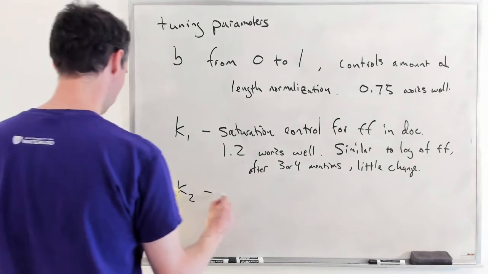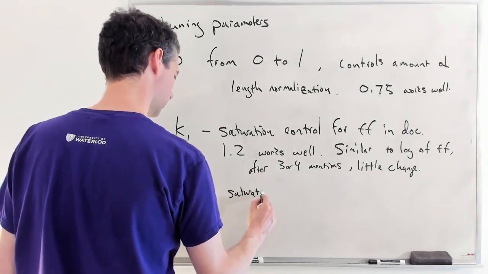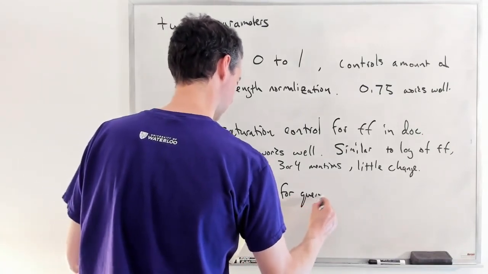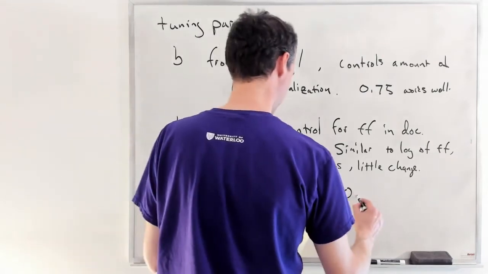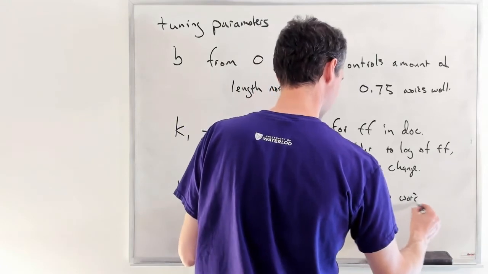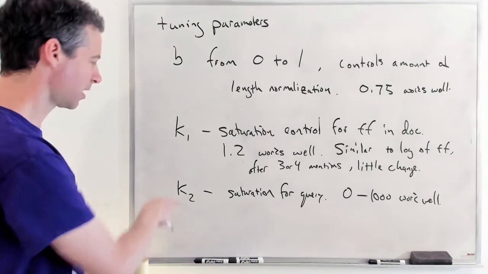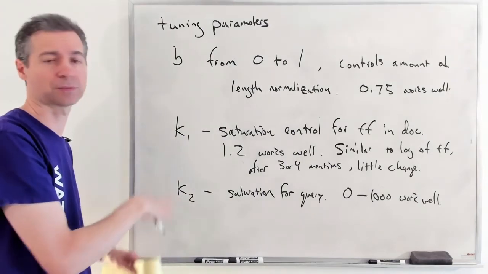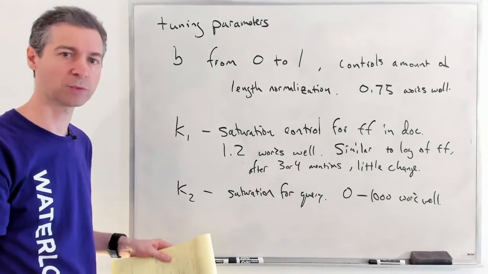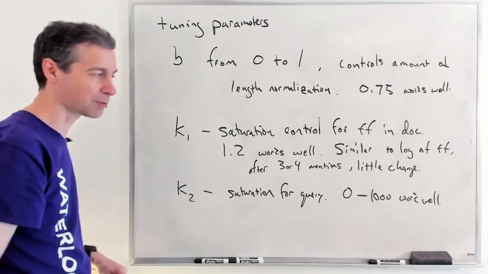Now K2, it's the saturation control for the query. The book reports that values of 0 to 1,000 work well. So apparently there's a big range. And again, it's probably because we don't usually have lots of words in our queries. Most of our words are only mentioned once in a query. It probably doesn't matter that much.